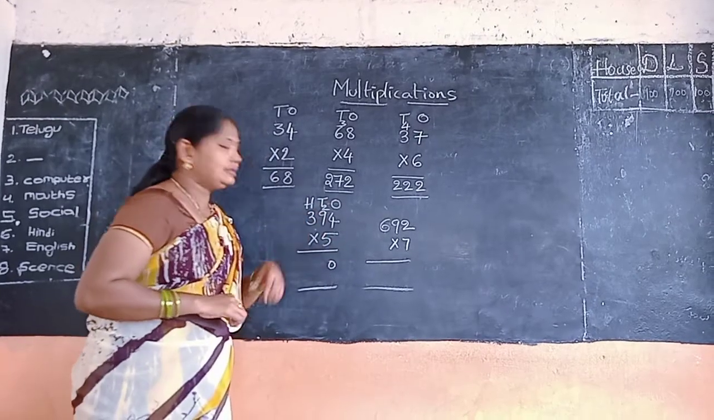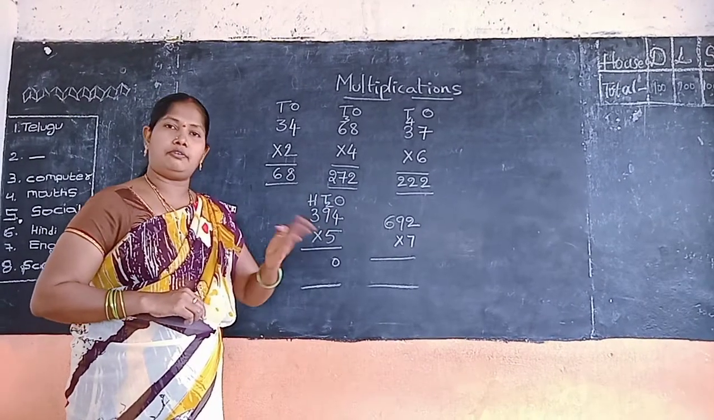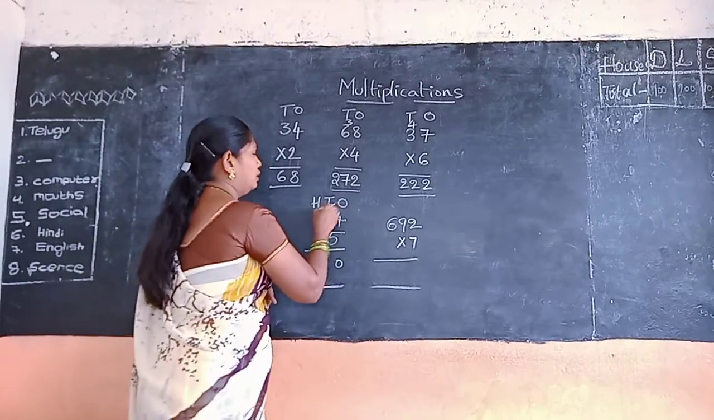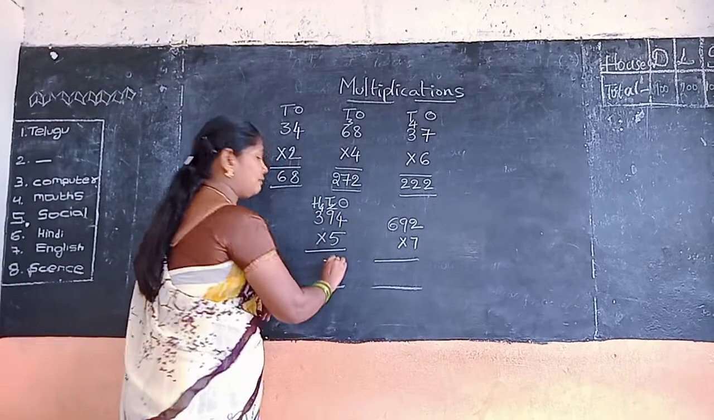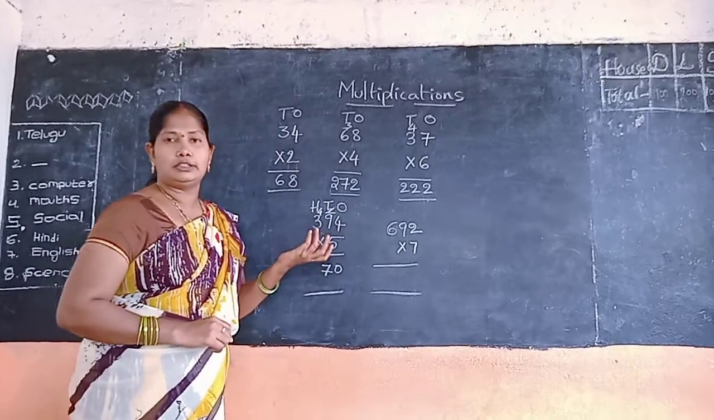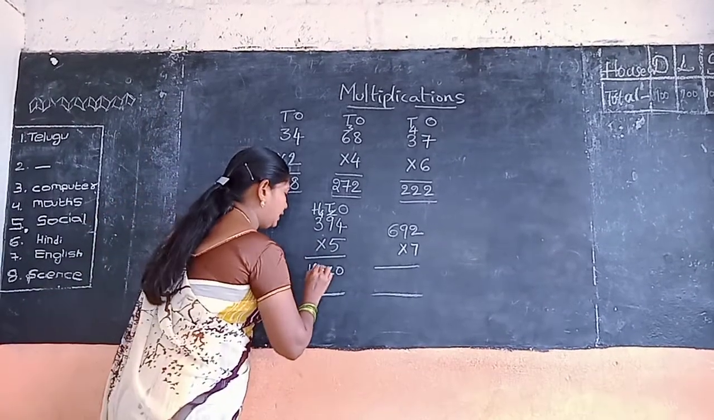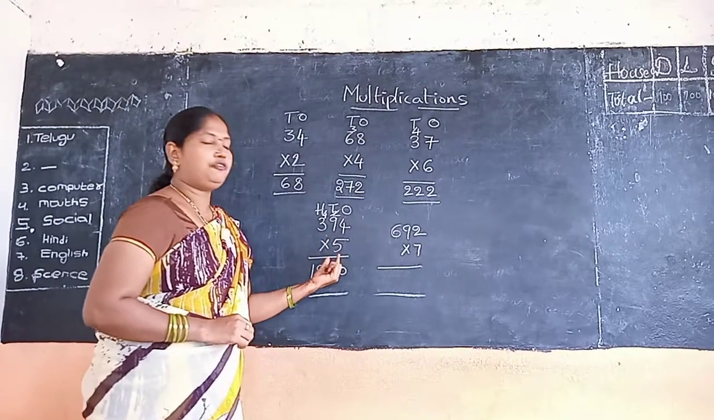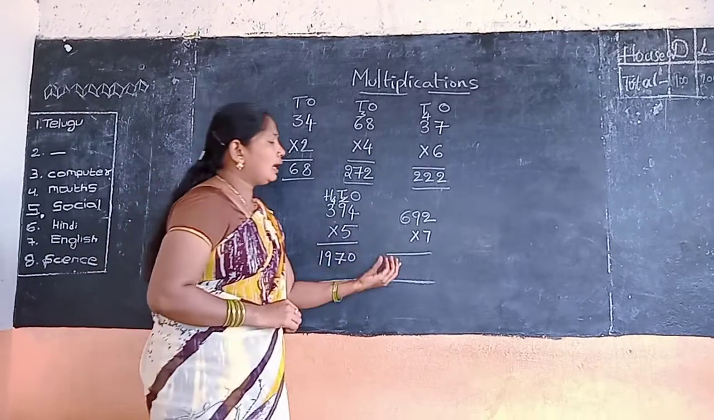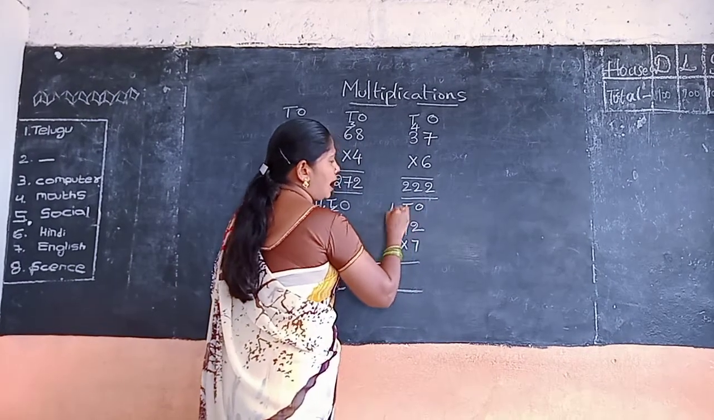Now 5 nines are how much? 45. The carried number 2 is there. 45 plus 2 is 47. Now this number is struck out. You write 7 in tens place. 4 carries to 100 place. Now 5 threes are how much? 15. 15 plus 4 is 19. 394 times 5 is 1970.